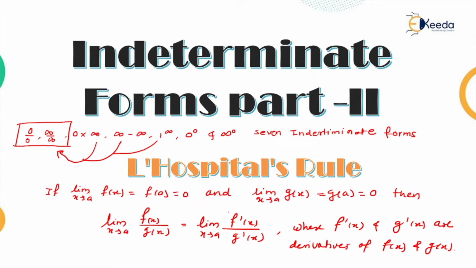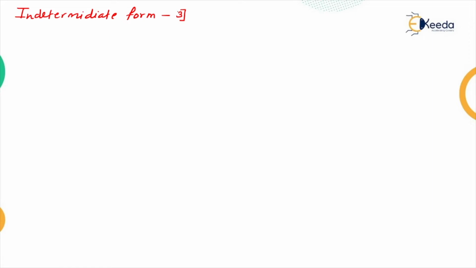Now in this session we are going to discuss indeterminate form number three. Which is this indeterminate form? It is 0 into infinity, guys. 0 into infinity is an indeterminate form.